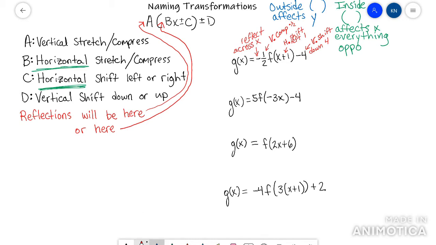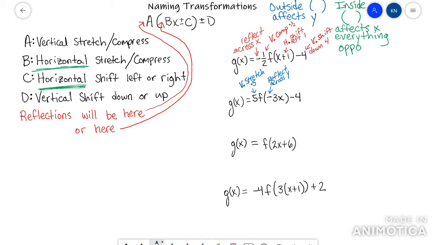Okay, moving right along. This next one, the first thing I see is the A slot has a 5 in it. Well, A slot is vertical, and it's either a stretch or compression. This is 5 times. Timesing something by 5 is going to stretch it. Vertical stretch times 5. Then the next thing I see is this negative. If there's a negative before the B slot, it's always a reflection. And it's always going to go across the y-axis.